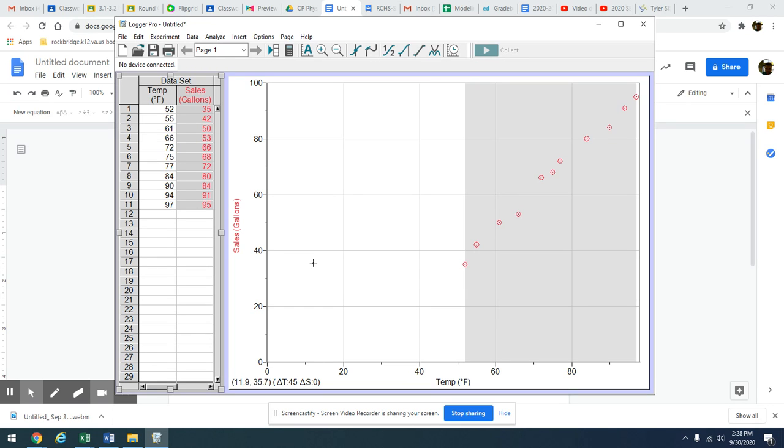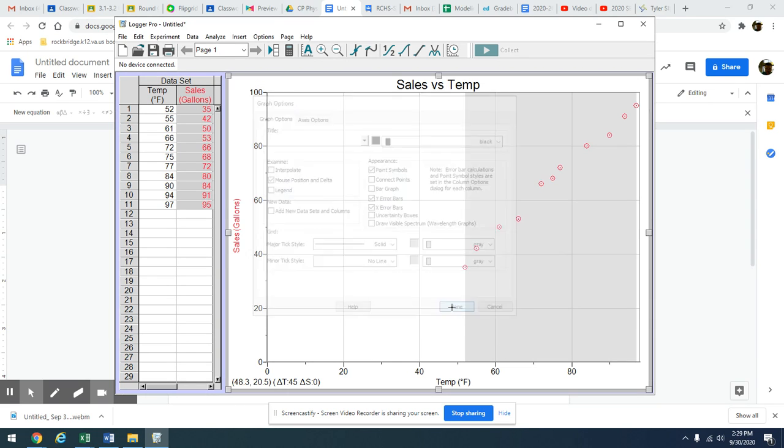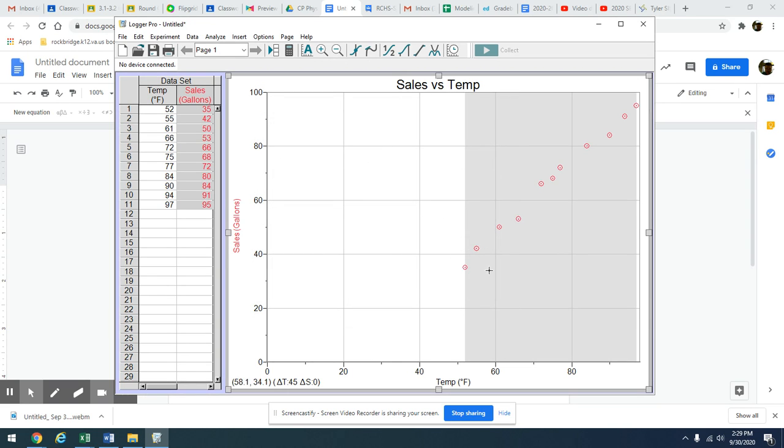I need a title on my graph because my teacher told me to put one there. So this would be sales versus temperature. You can abbreviate stuff, that's cool. All right, that's a good looking graph there.